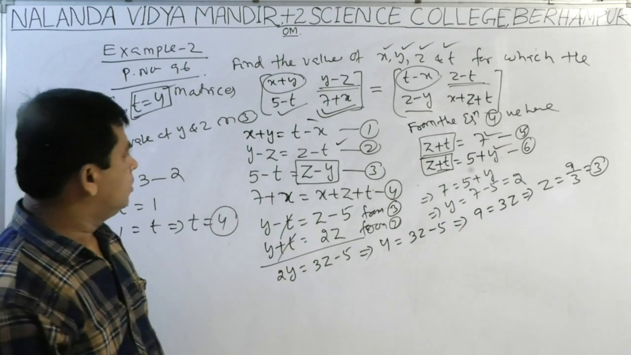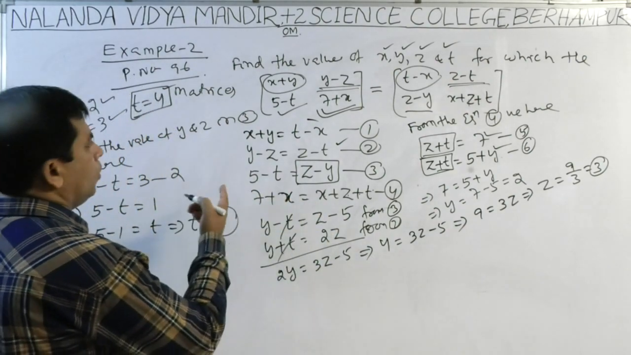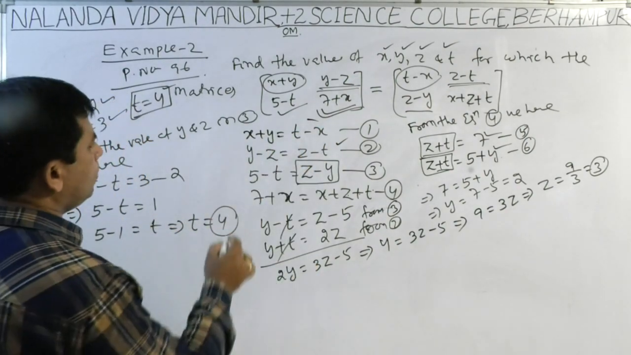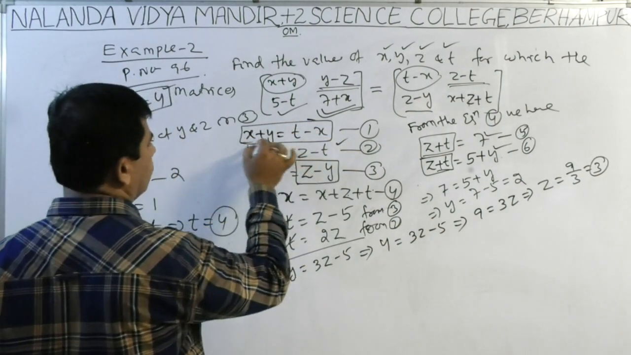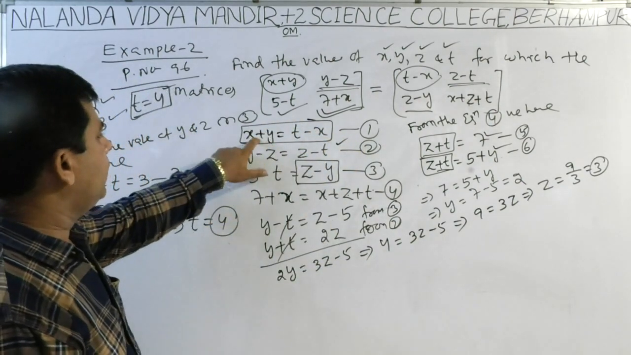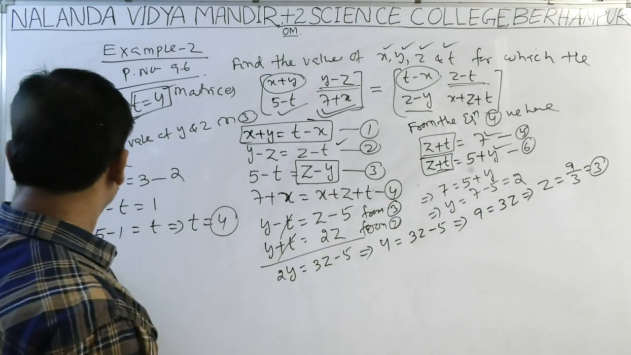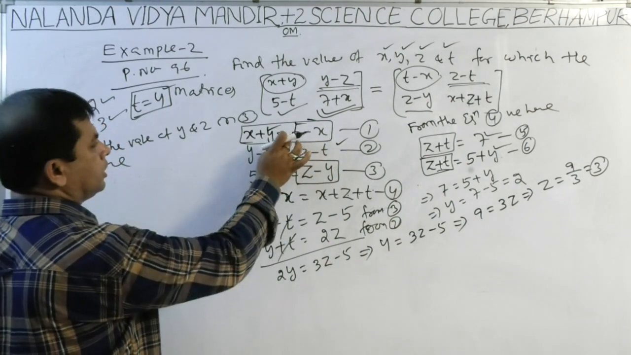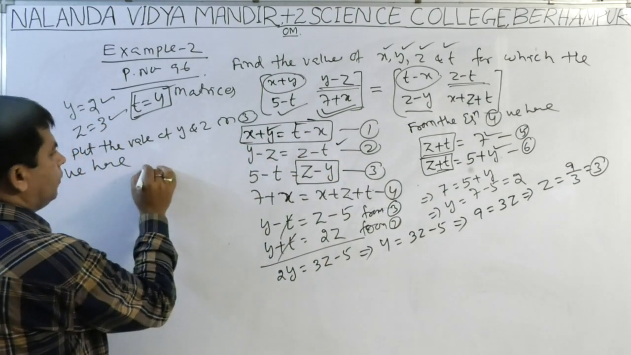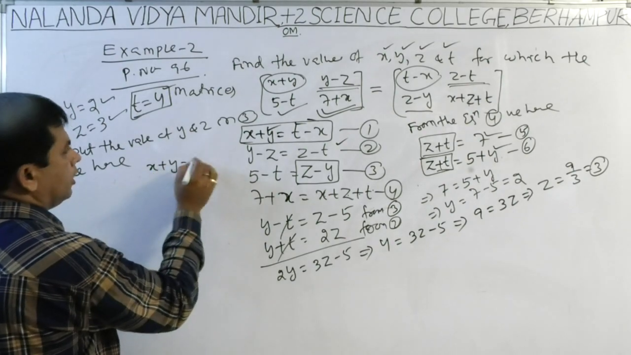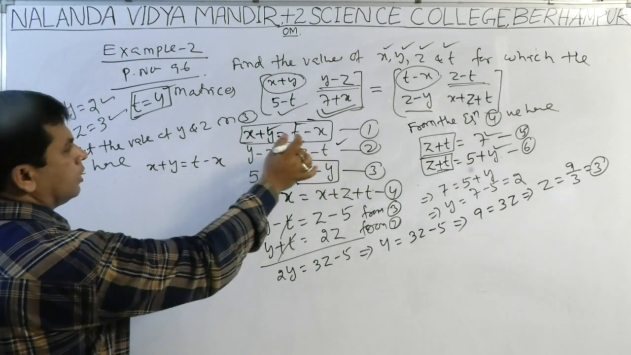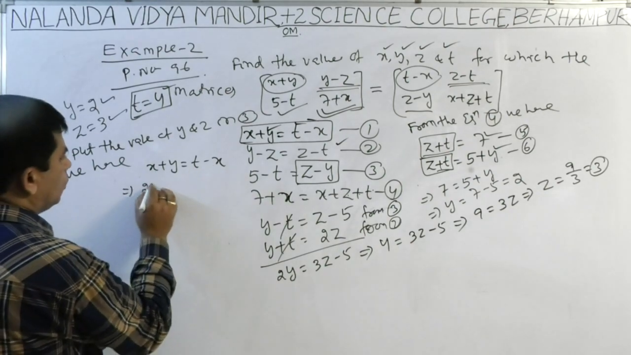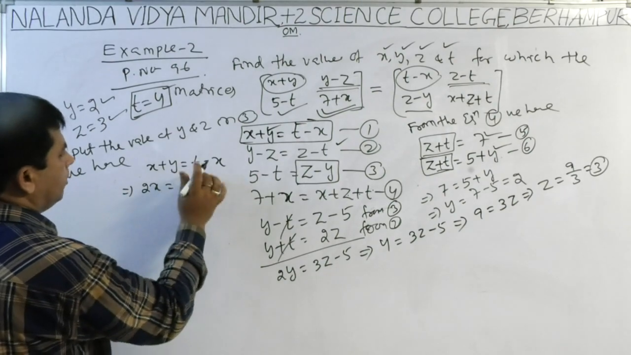Okay. Now we have the values of y, z and t. If we put them in this equation, we get the value of x. If we put the value of y and t in this equation: x plus y is equal to t minus x from equation 1, therefore we take minus x to this side, this implies we get 2x is equal to t minus y.